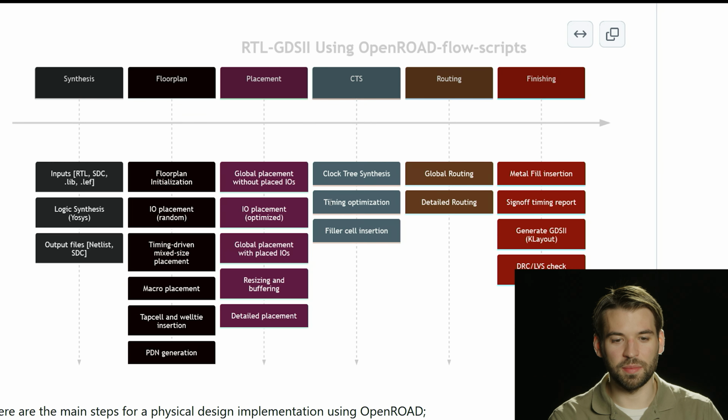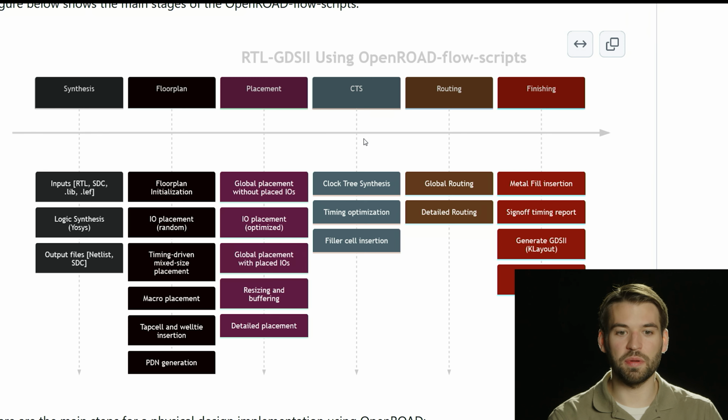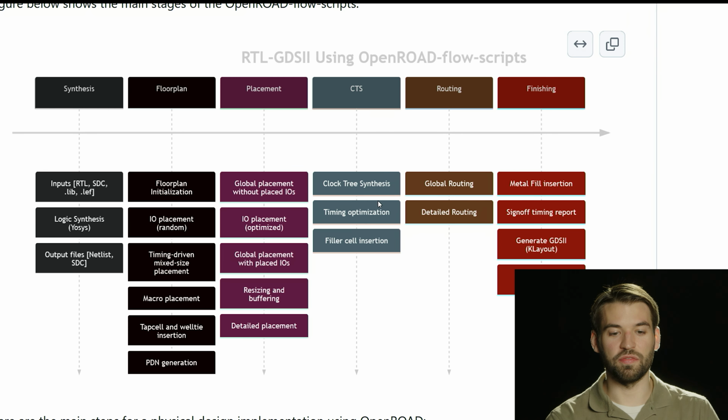Then we have some more timing optimization and some filler cell insertion. That's another physical-only cell, just to make things good for manufacturing purposes. And then we move on to routing. Now that all of the cells have been placed and we've inserted the clock tree, we do some global routing followed by some detailed routing.